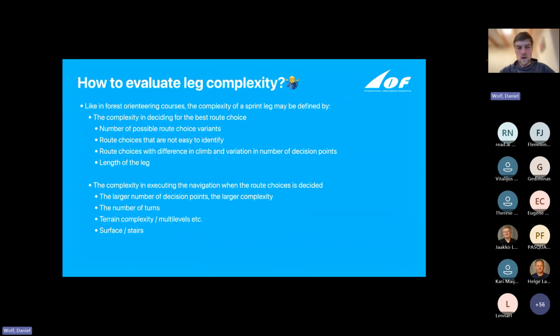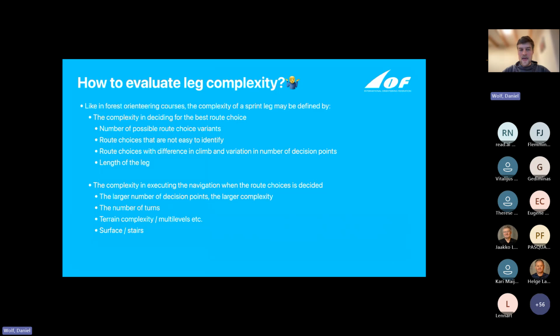And now the main question: how to evaluate the leg complexity? And as always in orienteering, there are many factors that influence the complexity in deciding for the best route choice. It can be, for example, the number of possible route choice variants. Are 2 variants too little? If we have a leg with 8 variants, can it even be evaluated by the athlete? And that's the question. Of course, we have not only the number of possible route choices, but route choices that are not easy to identify, route choices with a significant difference in climb and variation in the number of decision points.